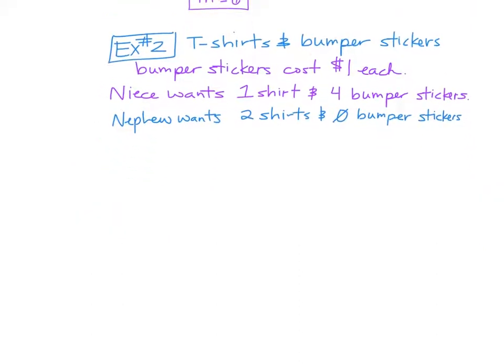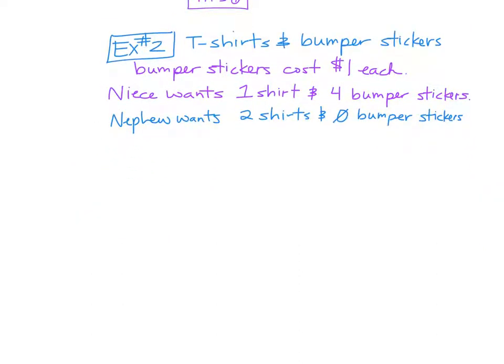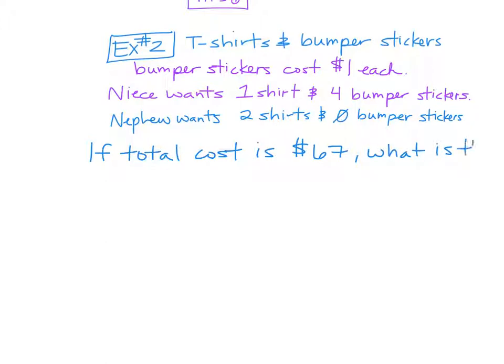The question is this. So here's all the information you need. The question is, if the total cost is $67, so she's gonna spend $67 on all of that, what is the cost of a shirt? Oh, we have to write out the first situation. Yes.